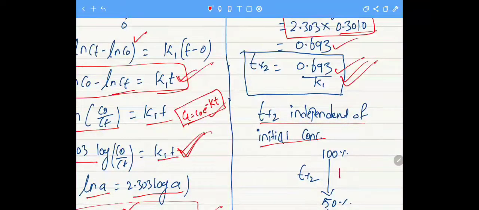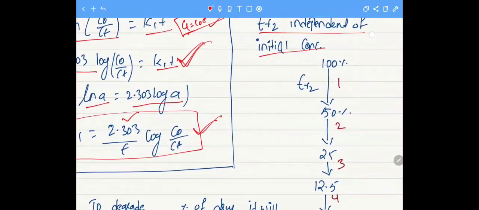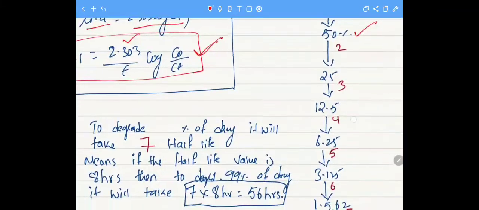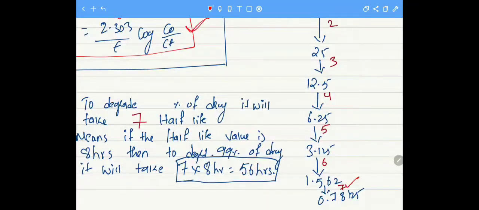So what do you mean by that? We will see by a small exercise. If you start with 100%, after 1 half-life, the concentration is reduced to 50%. Now the initial concentration is 50%, and after the second t half it is reduced to 25%. So on, if we go till 7 half-lives, the concentration remaining is 0.78.